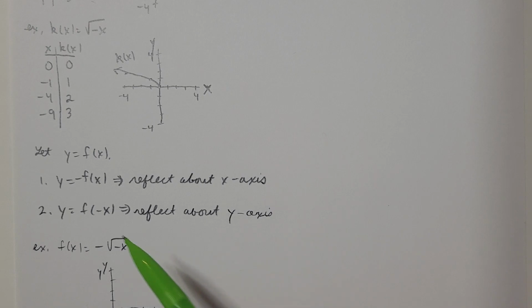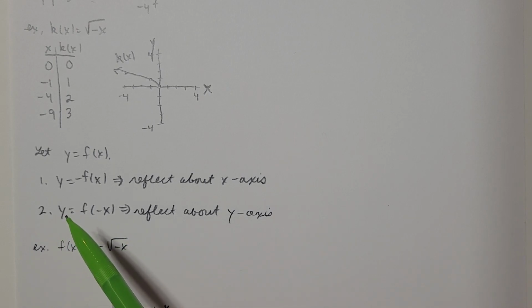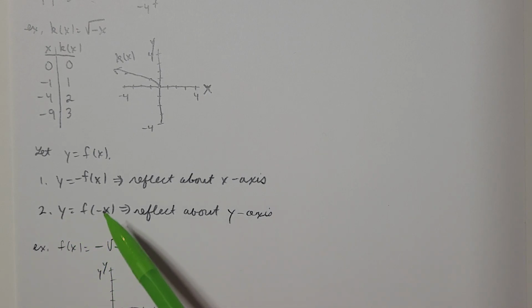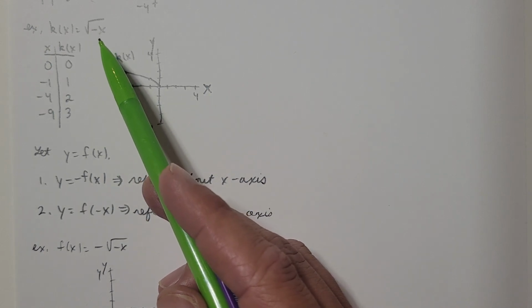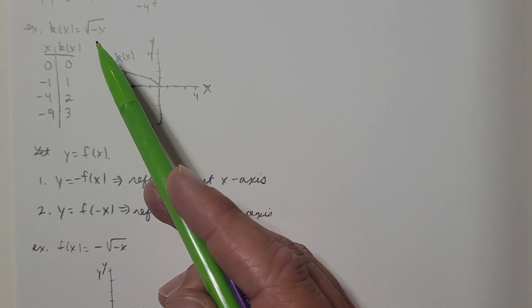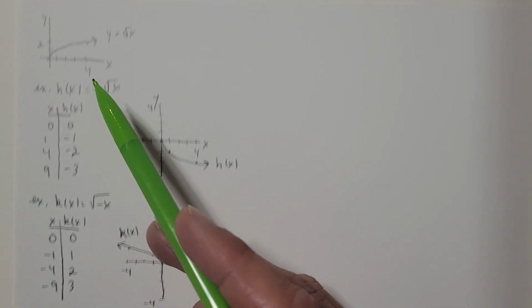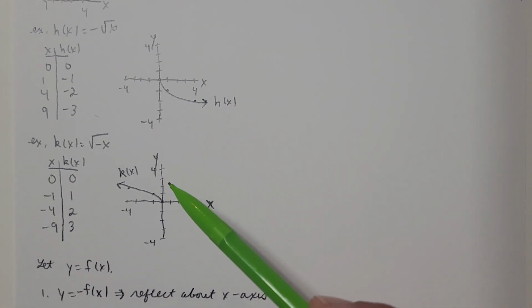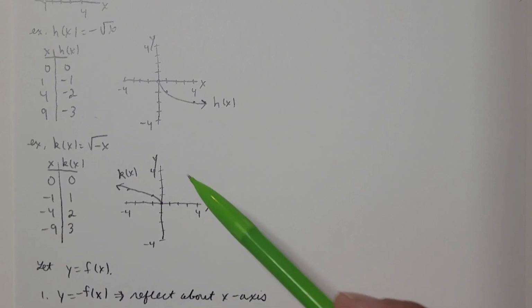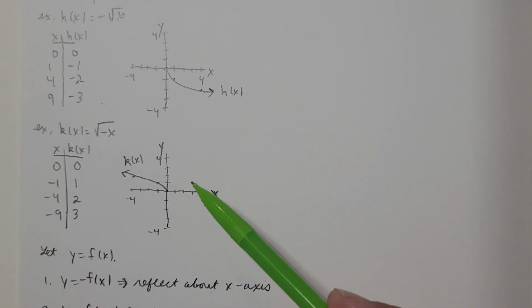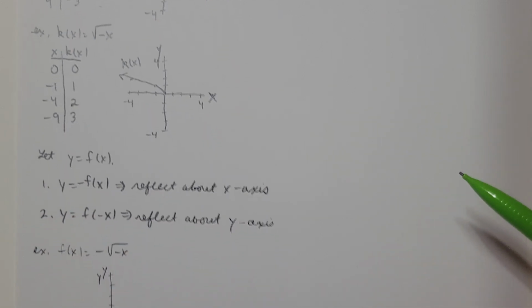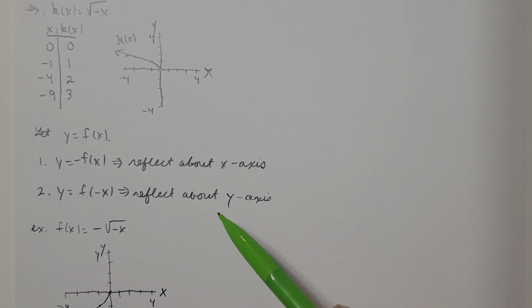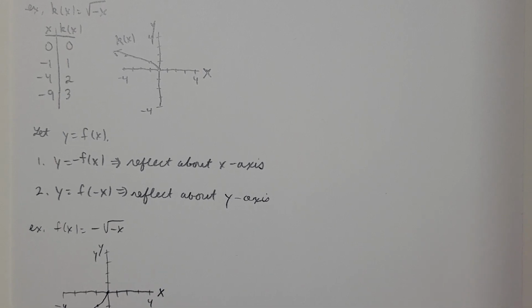If, in item 2, I essentially replace x with a negative x, that's all I did there with k of x. Okay, I'm replacing x with a negative x. And we saw that you reflect the curve about the y-axis. Okay, in general, that's going to happen. Okay, so negatives mean reflections.